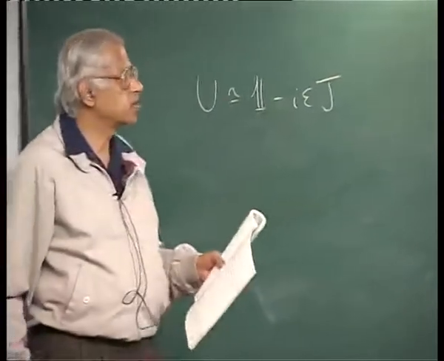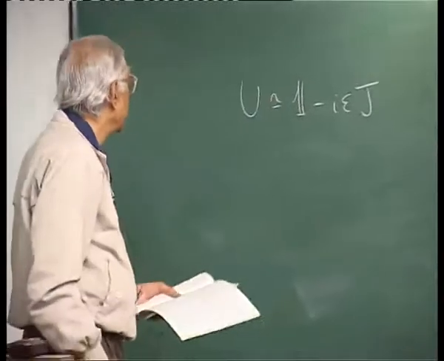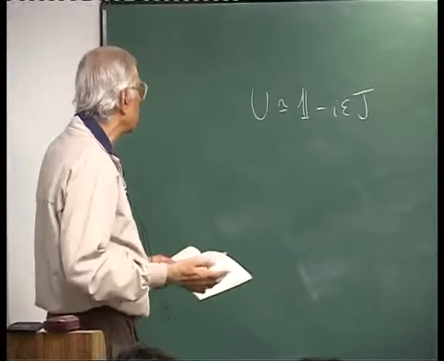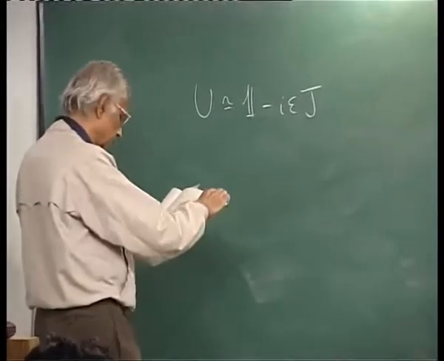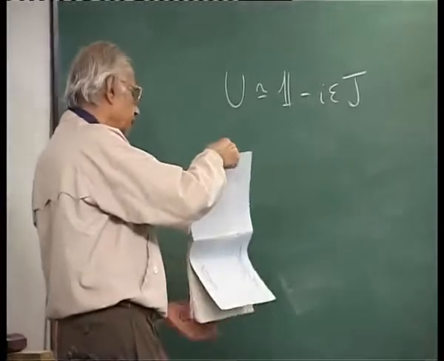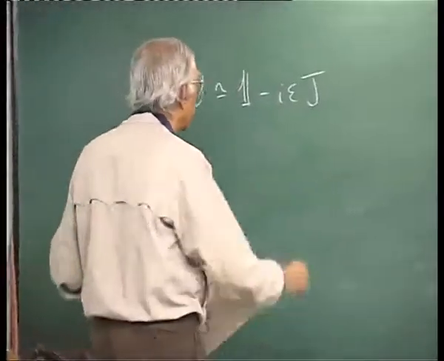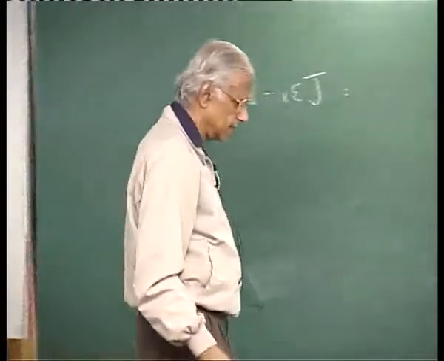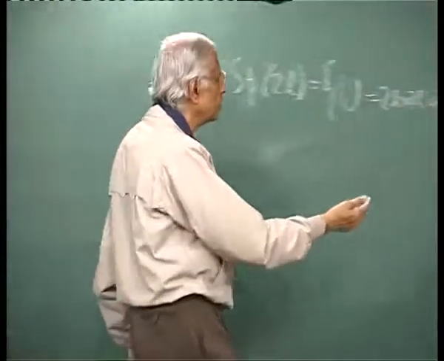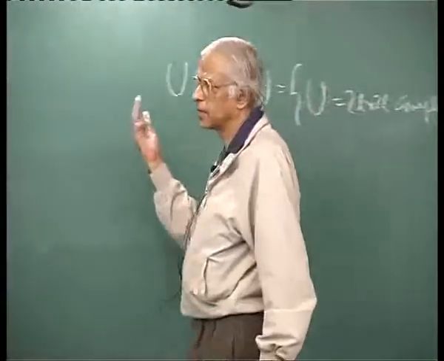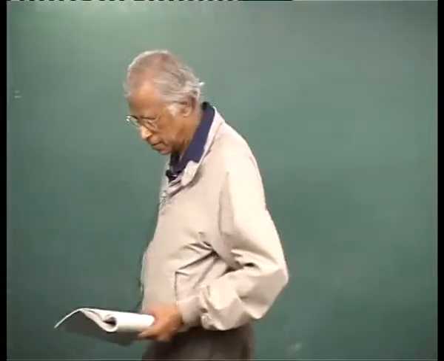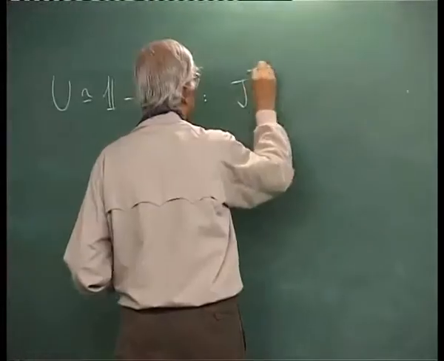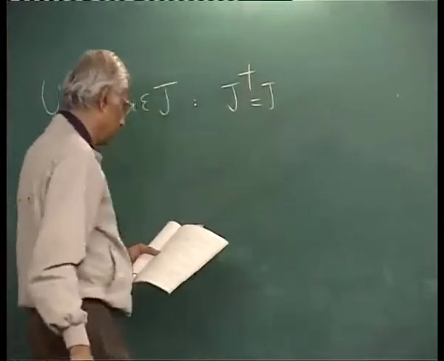Write the 2L dimensional complex matrix as unity minus I small parameter times something. Find out what are all the conditions on the something. And of course you remember this I comes from our quantum mechanical convention. So tell me, what is the condition on J coming from unitarity? What is the condition on J? Hermitian. So one condition is J dagger must be equal to J.